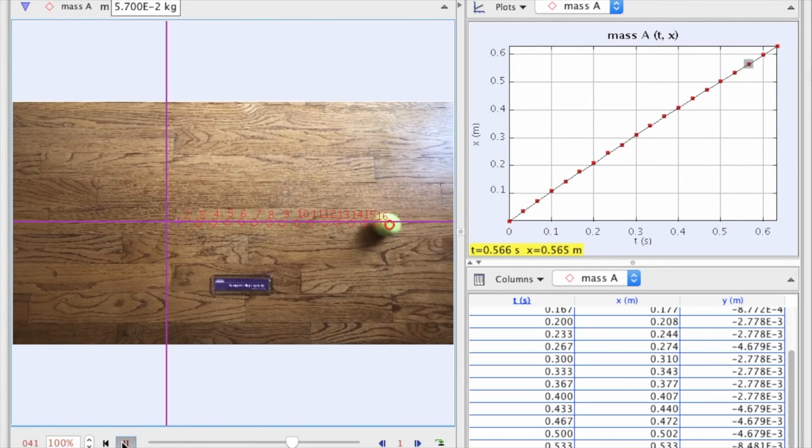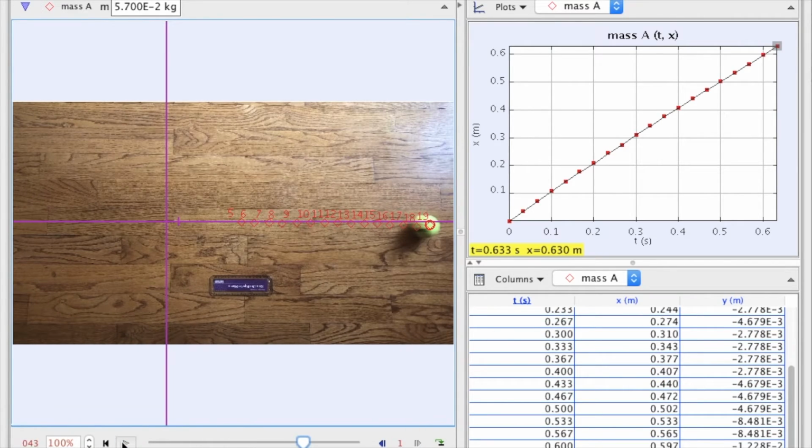So as you can see, the ball is moving in the positive x direction, and I kept track of the position of the center of mass of the ball frame by frame. And this is the graph that was plotted. It's a position versus time graph. And as you can see, the slope is positive, meaning the ball was moving in the positive x direction. And then the graph is also linear, meaning that the ball was under constant velocity as well.